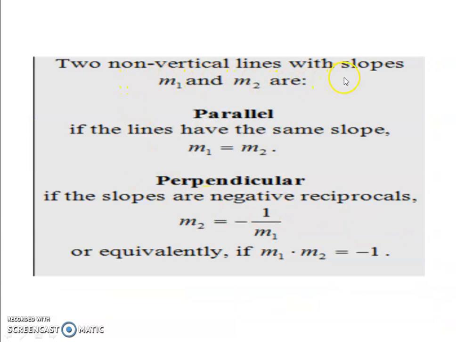Two non-vertical lines MN with slopes m1 and m2: m1 is equal to m2 means the lines are parallel, and perpendicular means m2 is equal to -1 upon m1, or m1 into m2 is equal to -1.